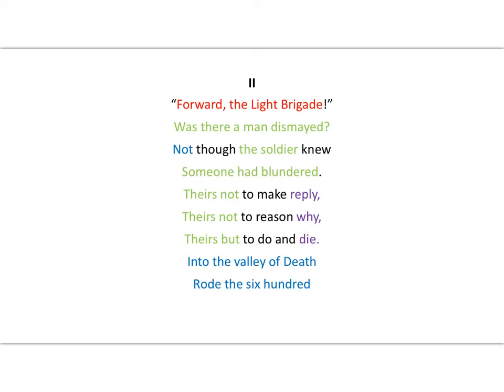So stanza 2: Forward the Light Brigade, was there a man dismayed? Not though the soldier knew someone had blundered. Theirs not to make reply, theirs not to reason why, theirs but to do and die. Into the valley of death rode the 600. Okay, let's have a look at that.